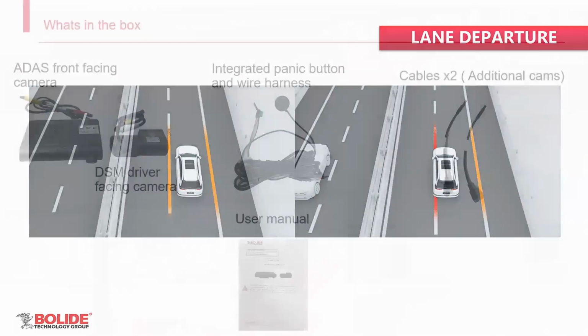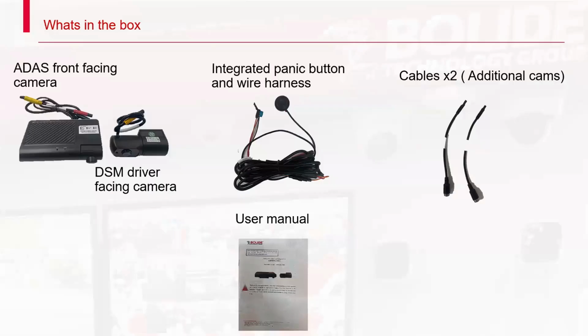So that was just a little bit about the ADAS and DSM, what's inside the box, right? So what do we get with this camera? Right off the bat, we get our ADAS forward-facing camera, right? And our DSM driver-facing camera. As well as we get our panic button integrated to the wire harness. And this wire harness has our power leads and our other cables that we need to connect, as well as we get 2 additional cables for our 2 additional cameras and our user manual.